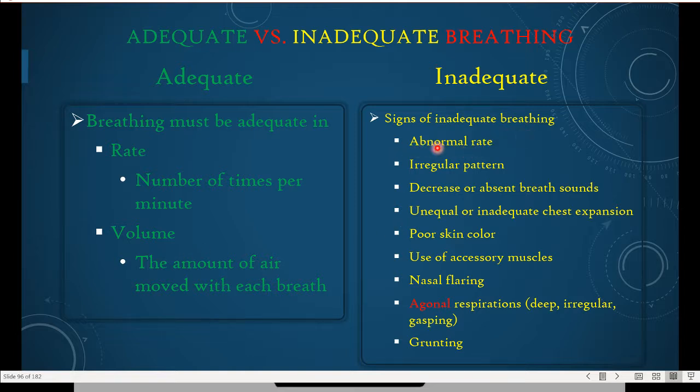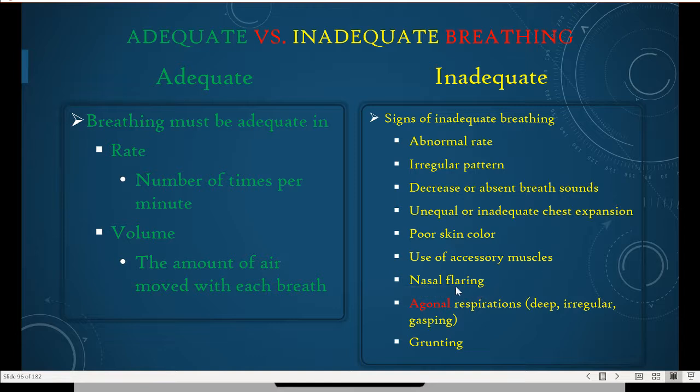So, signs of inadequate breathing, these are signs. It doesn't mean that it's going on. It just means that they're signs, because an abnormal rate by itself is not enough. An irregular pattern would lead me to believe that there's poor volume. A decrease or absence in breath sounds would indicate that I could have obstructed volume. Unequal or inadequate chest expansion, again, tells me that I'm not providing enough volume. Poor skin color could lead me to question the rate and the volume. Use of accessory muscles could lead me to question the volume.